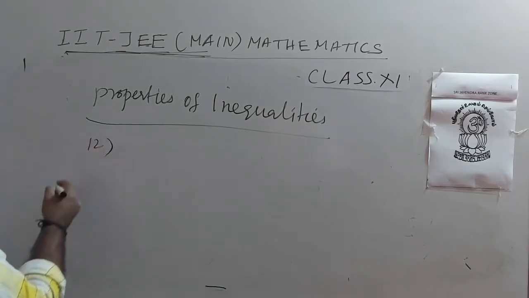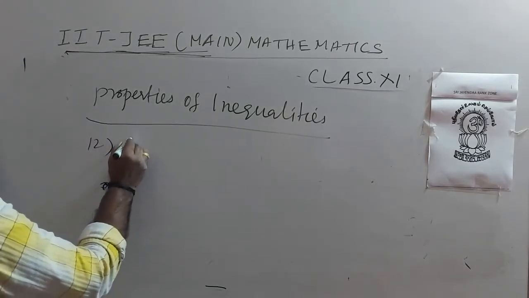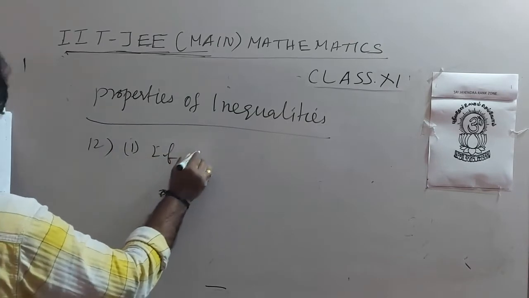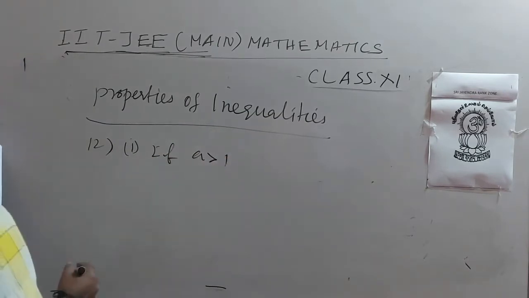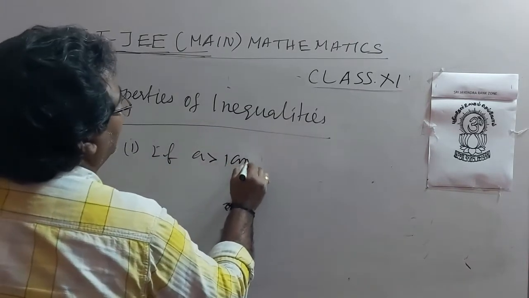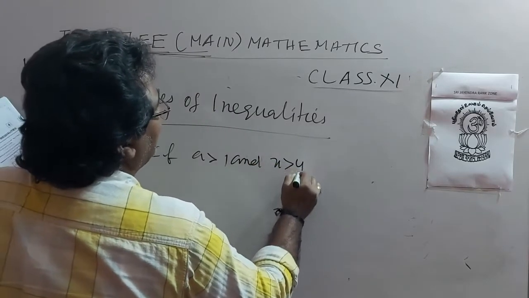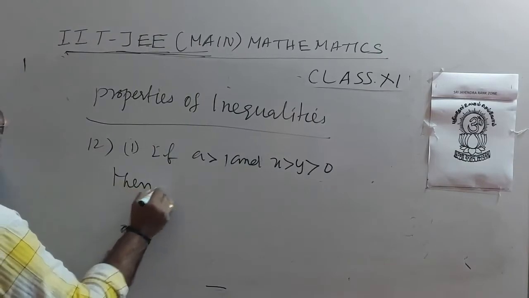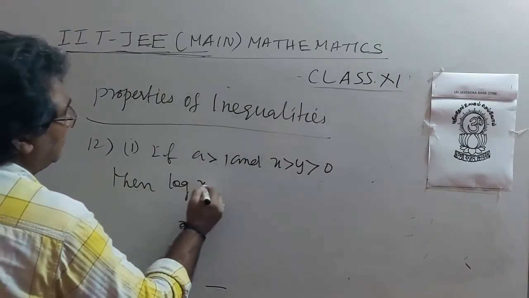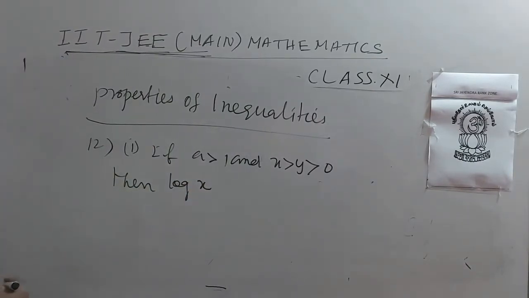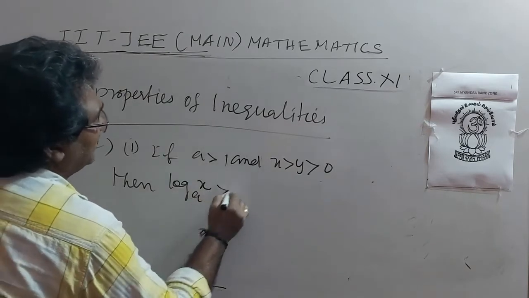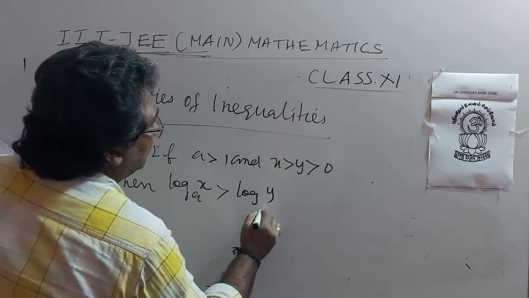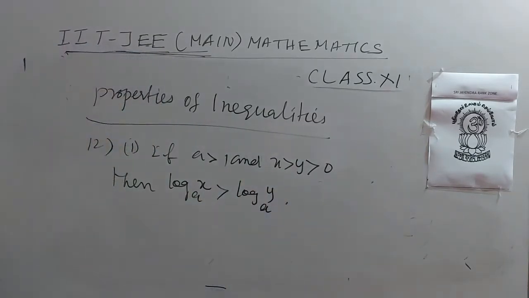So property 12: if a is greater than 1 and x is greater than y greater than 0, then log x to the base a is greater than log y to the base a.